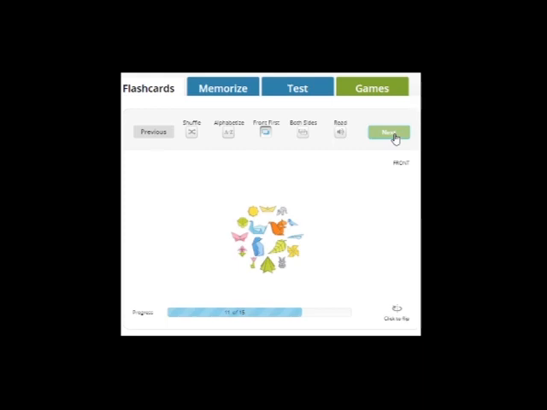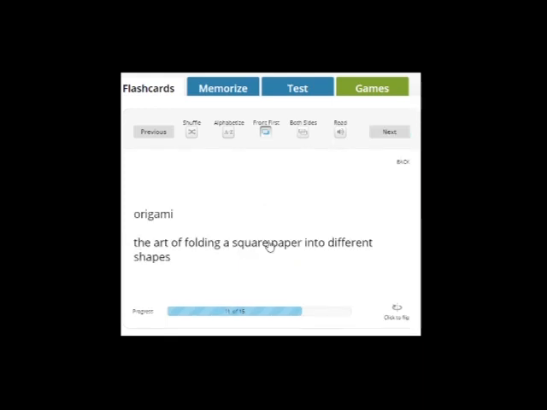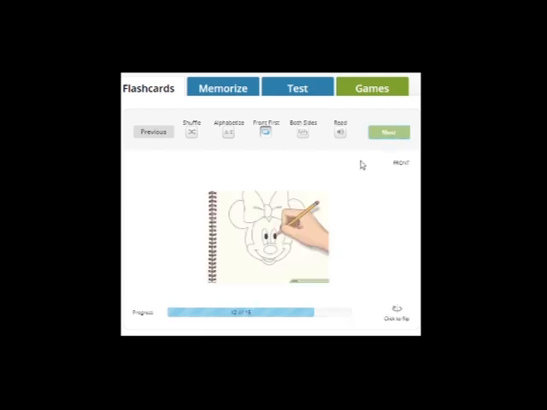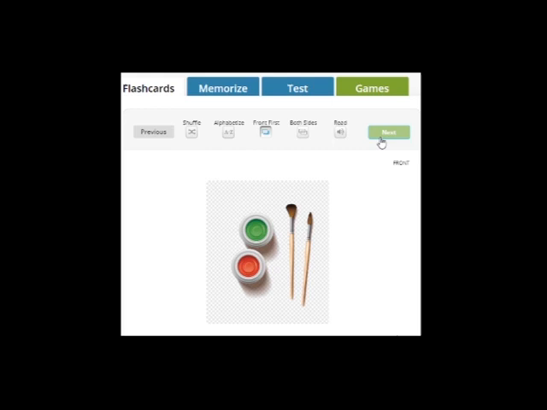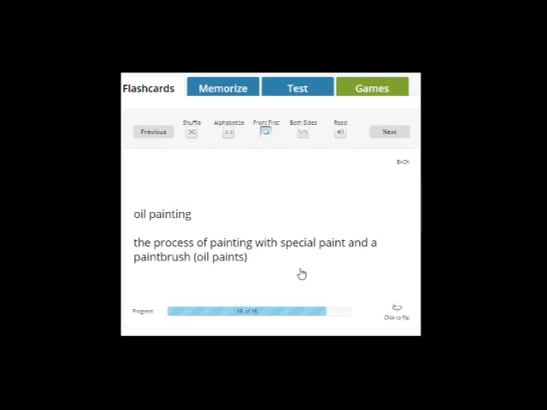What is it? It is origami, the art of folding a square paper into different shapes. What is it? It's drawing, a picture made with a pencil and paper without coloring. The next one, can you guess? It's oil painting, the process of painting with special paint or paintbrush or oil paints.